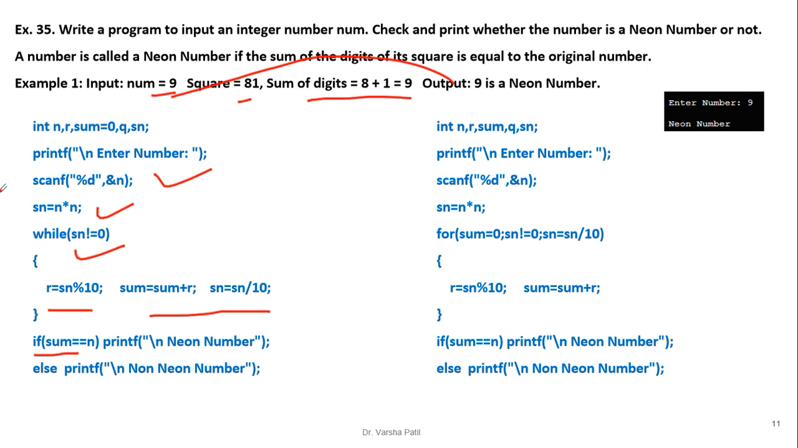That's why whenever you write a program, you can't remember every statement. You require to understand what variable names you are using, what state they are reaching, and how you want to compare the condition. So everything you require to check. The same program you can do with the for loop. Sum equal to 0, Sn not equal to 0, Sn equal to Sn by 10, and in this way you can do.